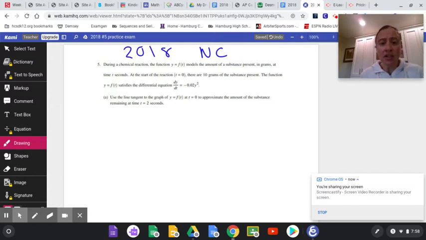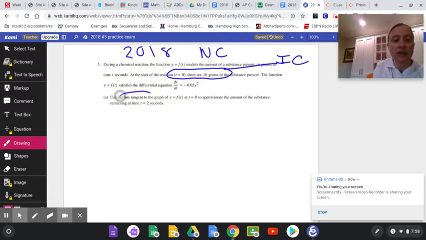During a chemical reaction, f of t models the amount of a substance in grams at time t seconds. At t equals 0, there are 10 grams, so we should highlight that, of course, as our initial condition. And they give us this differential equation. So part A, I hope, is fairly obvious using a tangent line. So write the equation of a tangent line at the point (0, 10), and then approximate it at 2.